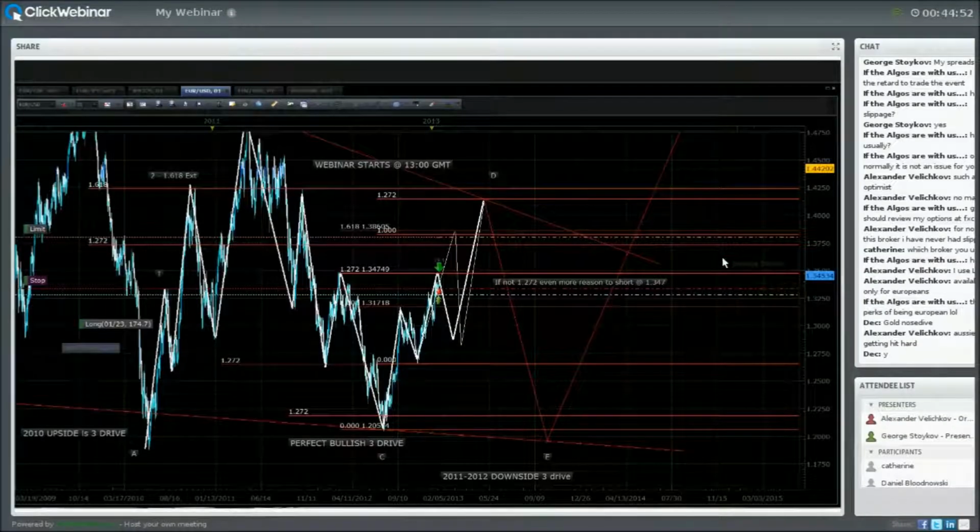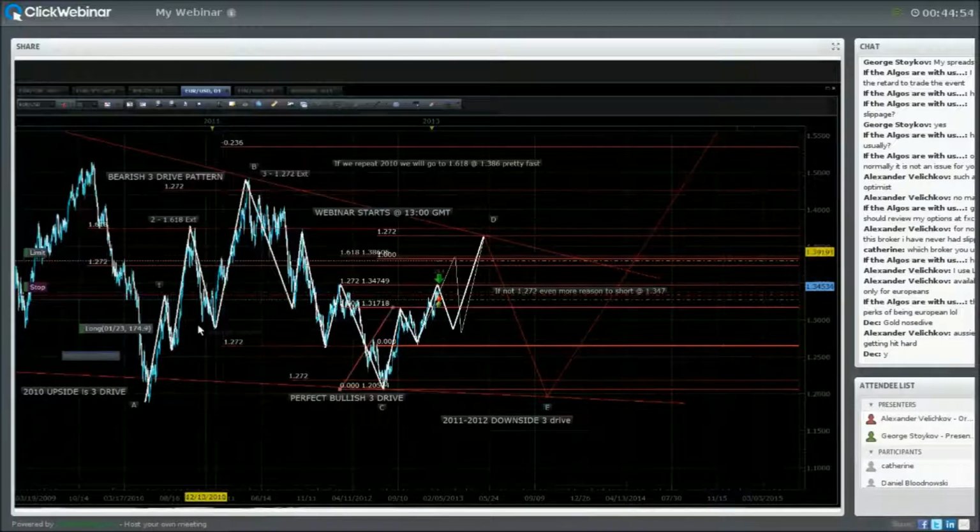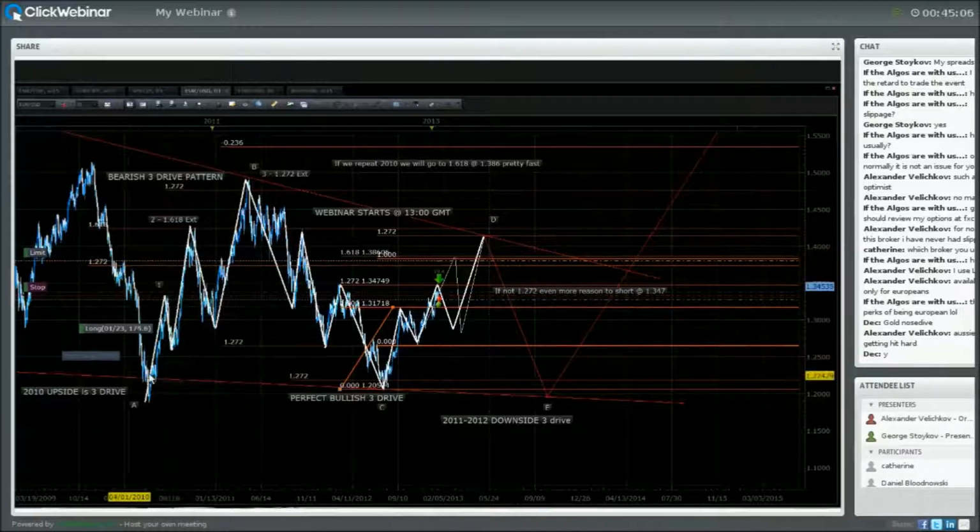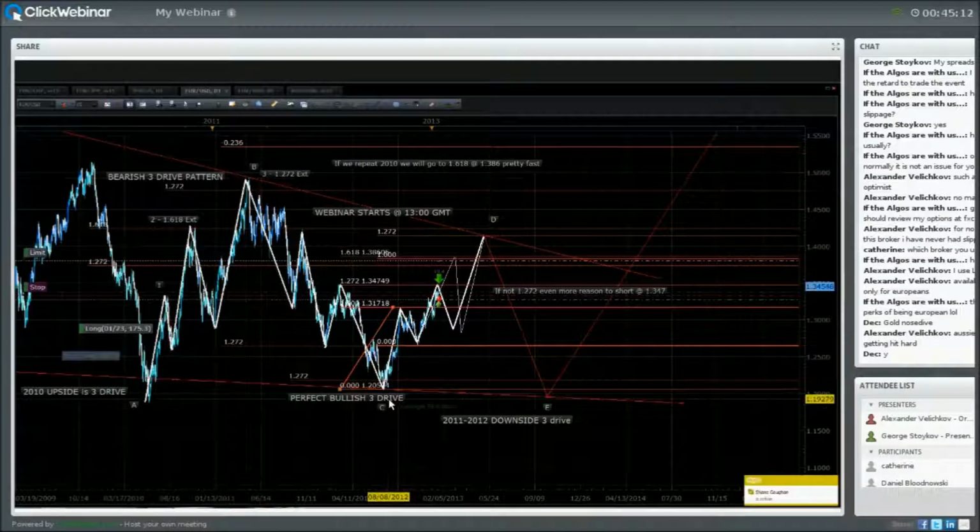You're going to ask me why I think this is a three-drive pattern. If we go back in history, since 2010, we have been having both the upside and the downside in nearly perfect three-drive patterns.